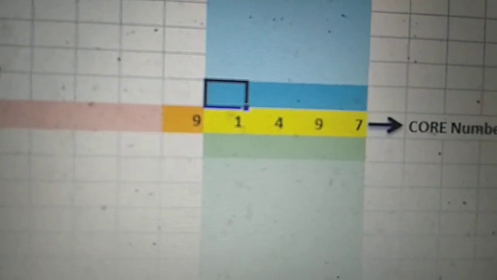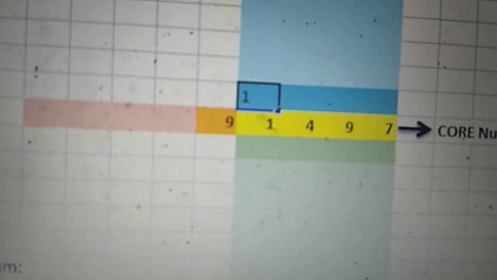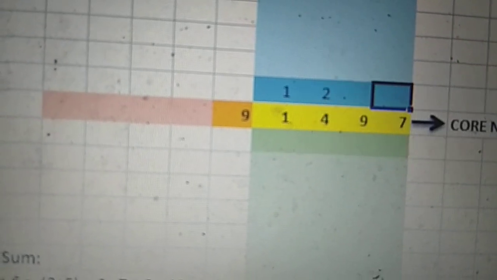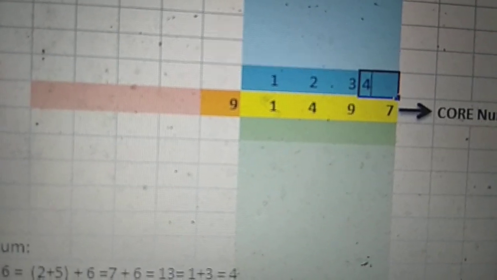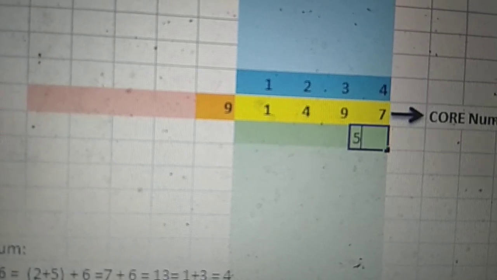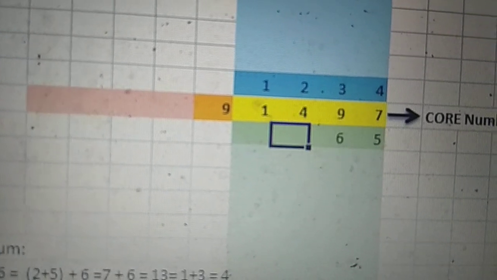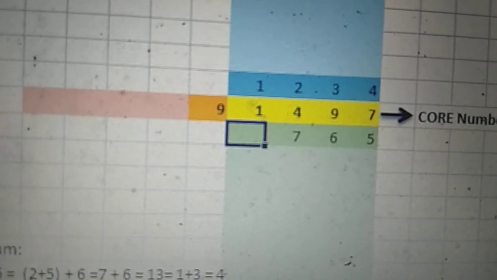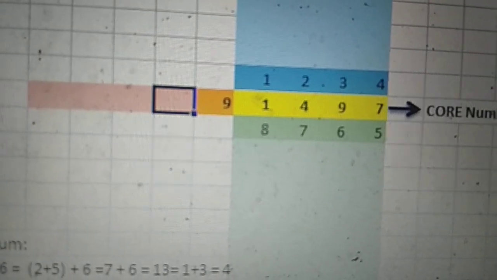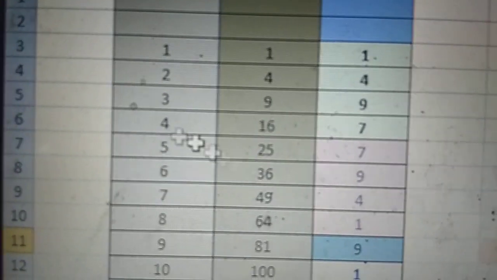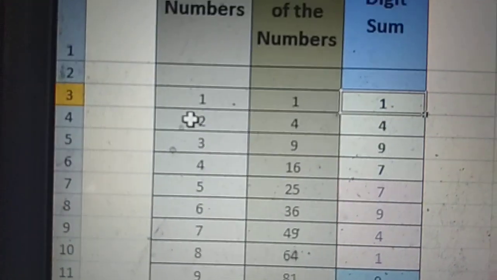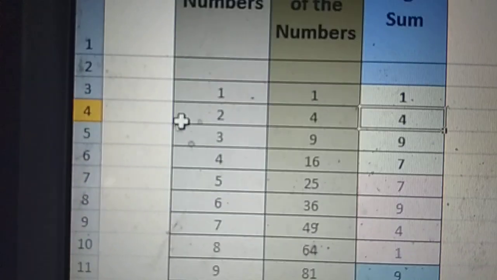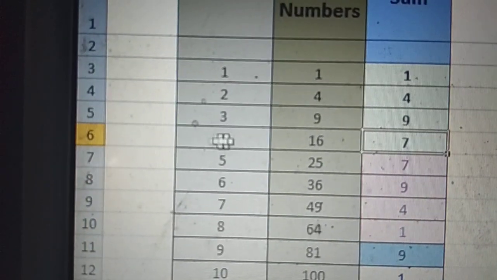Let's start filling up numbers here, starting from 1, 2, 3, 4 and 5, 6, 7, 8 and then 9. You could see that this is the pattern that is followed also. Number 1 corresponds to 1, number 2 corresponds to 4, number 3 corresponds to 9, so on.